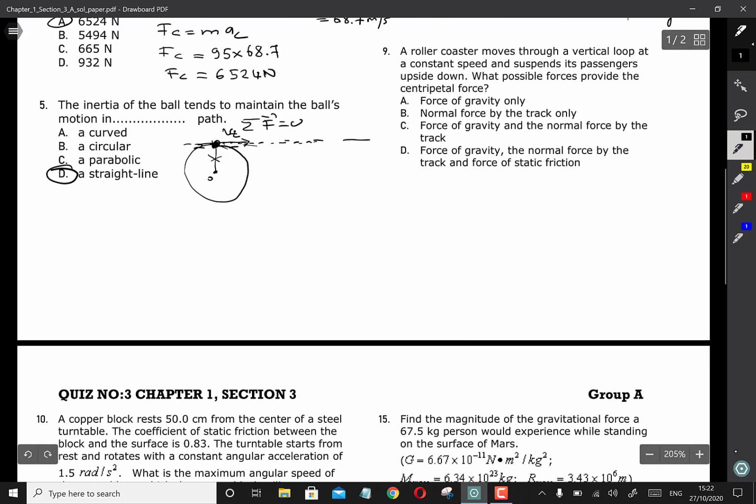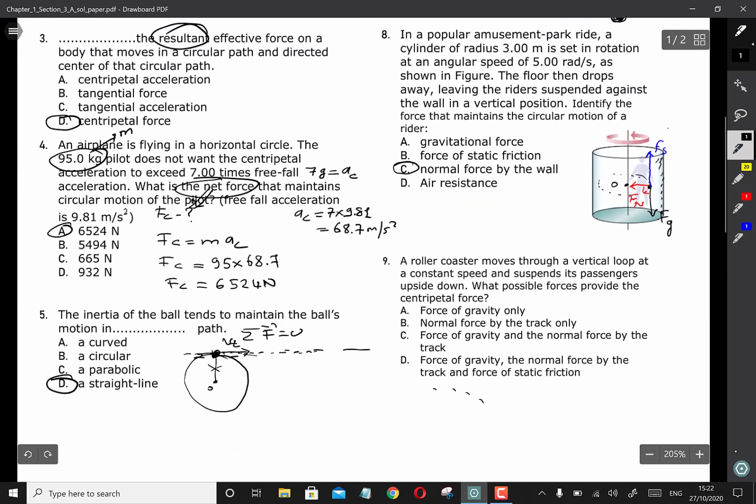Question number 9. A roller coaster car moves through a vertical loop at a constant speed and suspends its passenger. This is one of the section 2 questions by the time. The first one is a chapter 2 question we solved in the classroom.